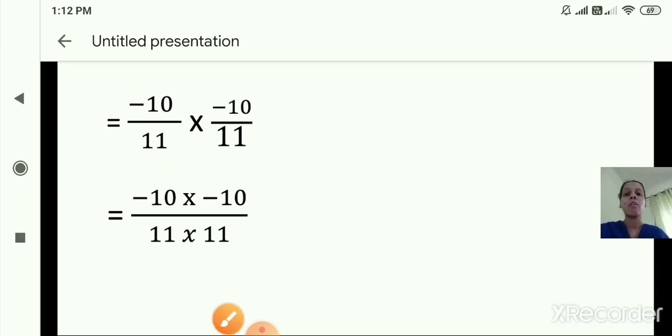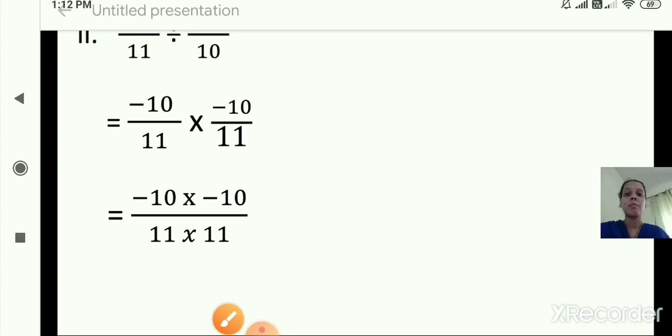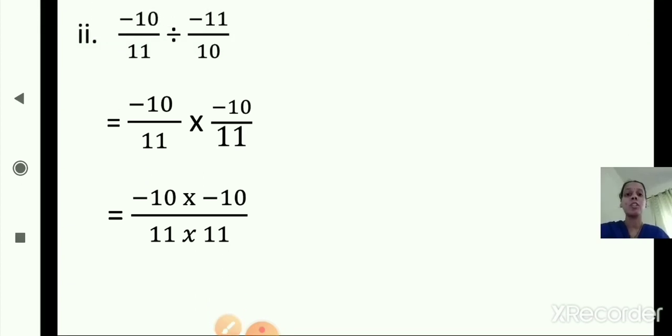So till now what we have seen in lesson number 5 is how to carry out addition, subtraction, multiplication and division of rational numbers, and we have seen how to write down the multiplicative inverse.